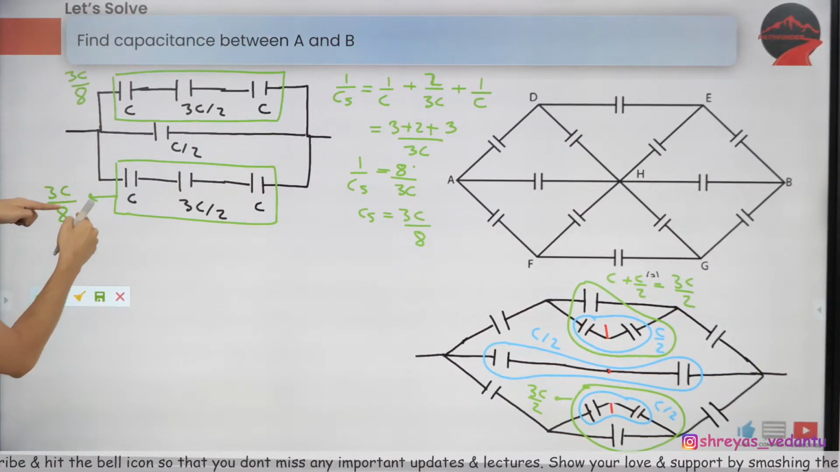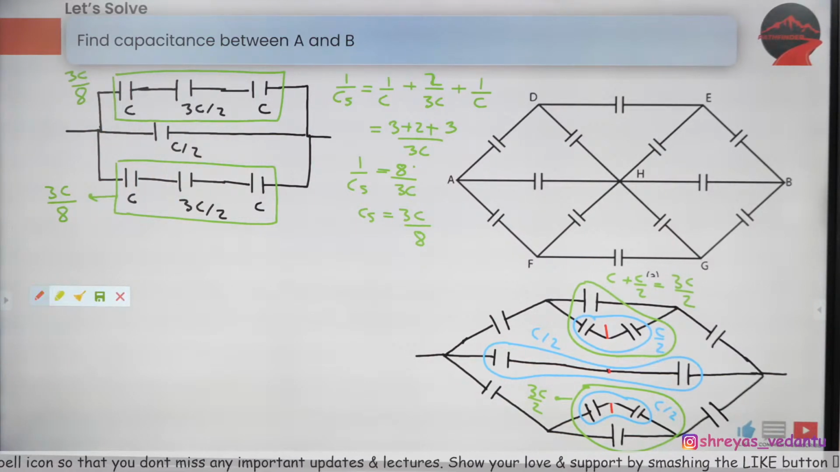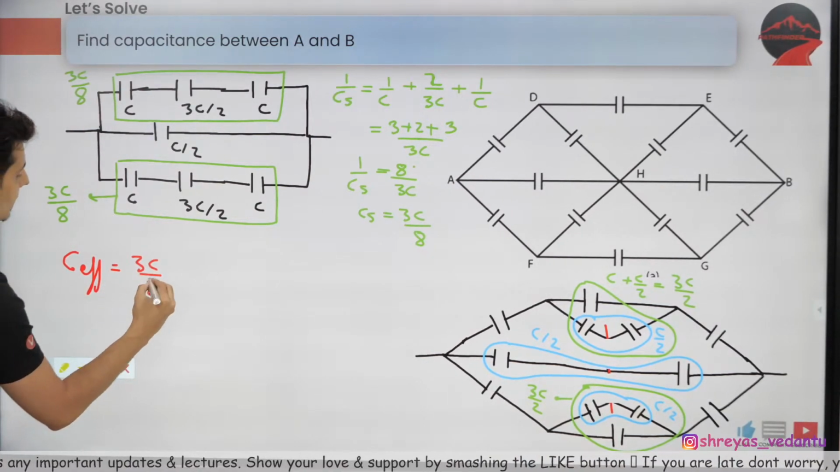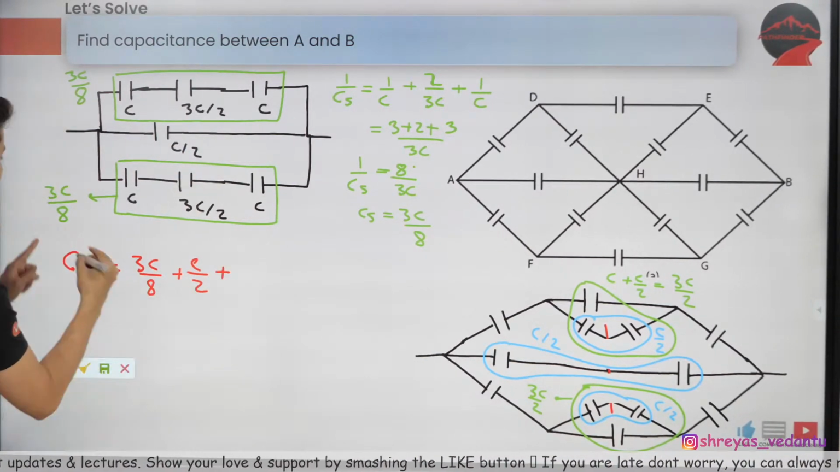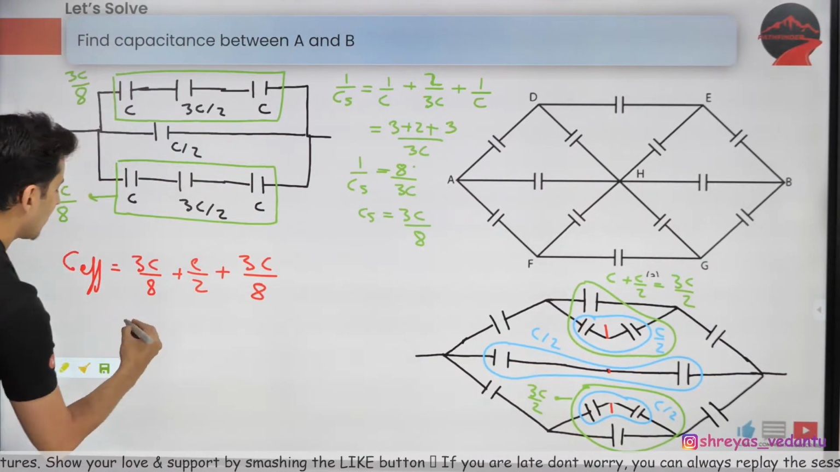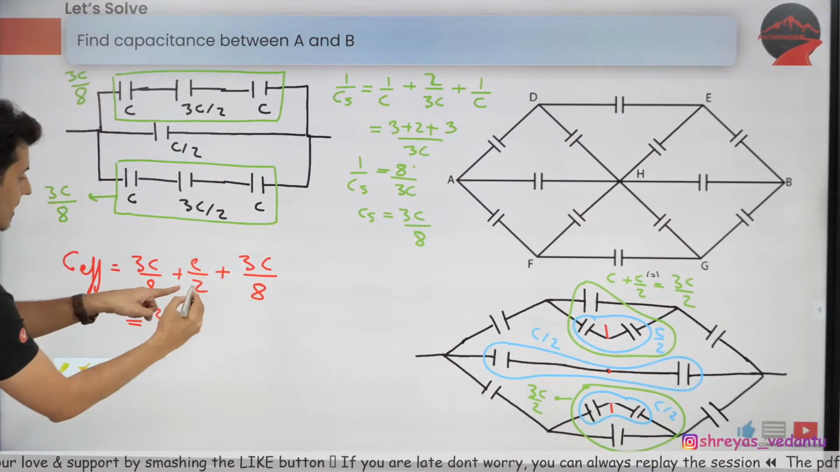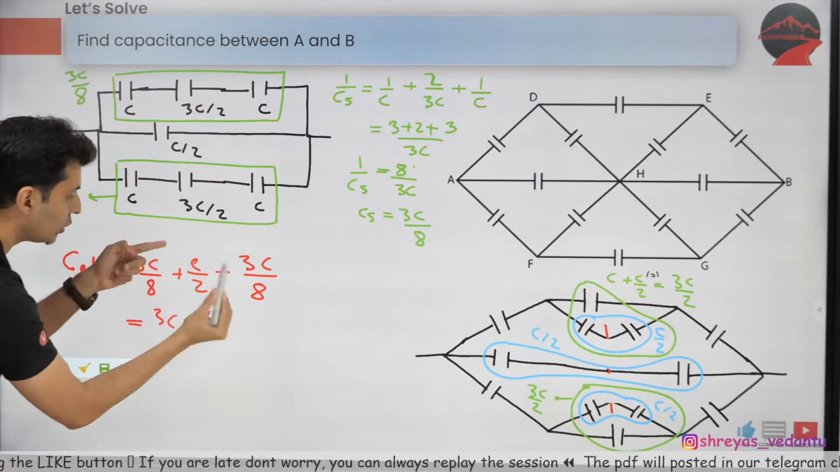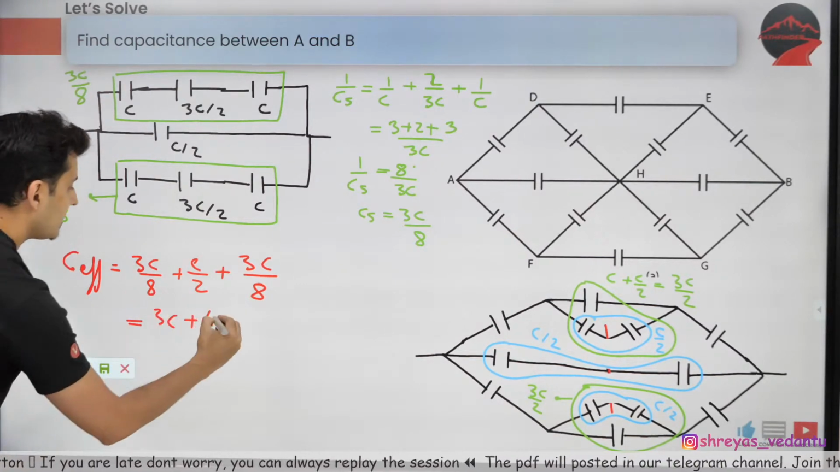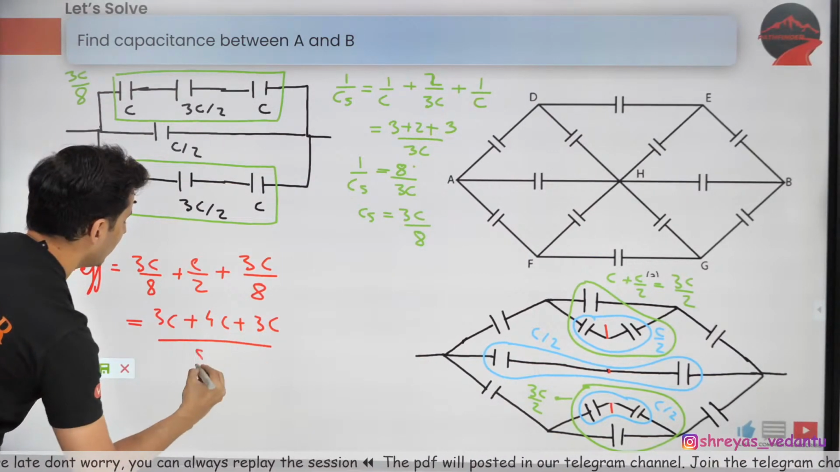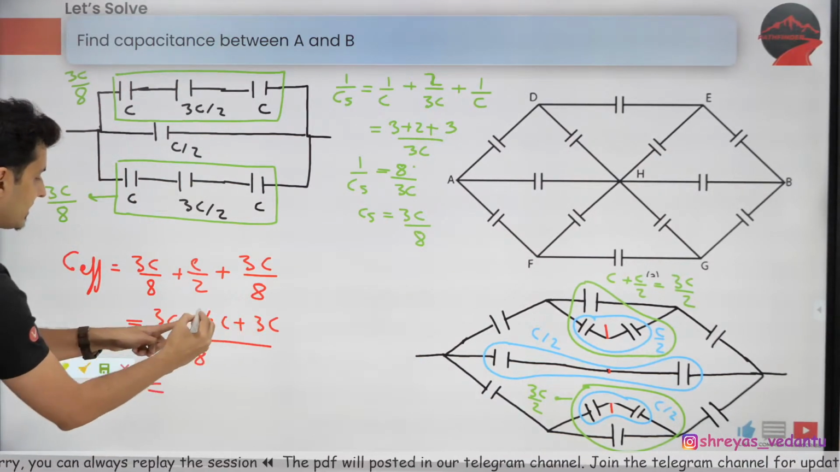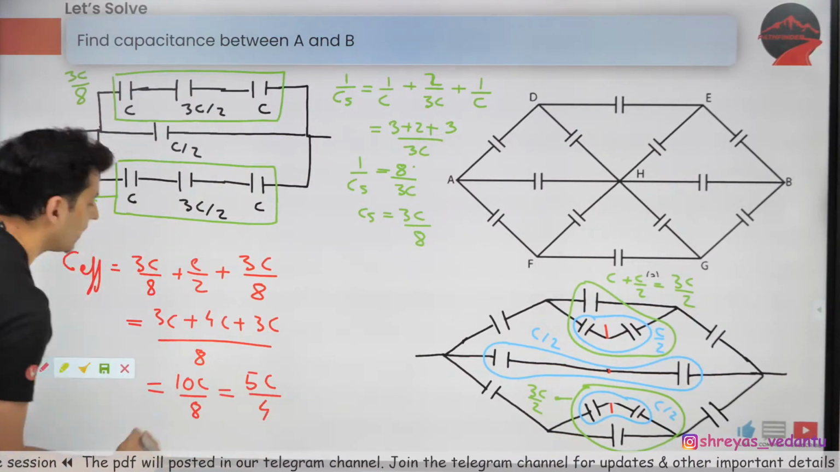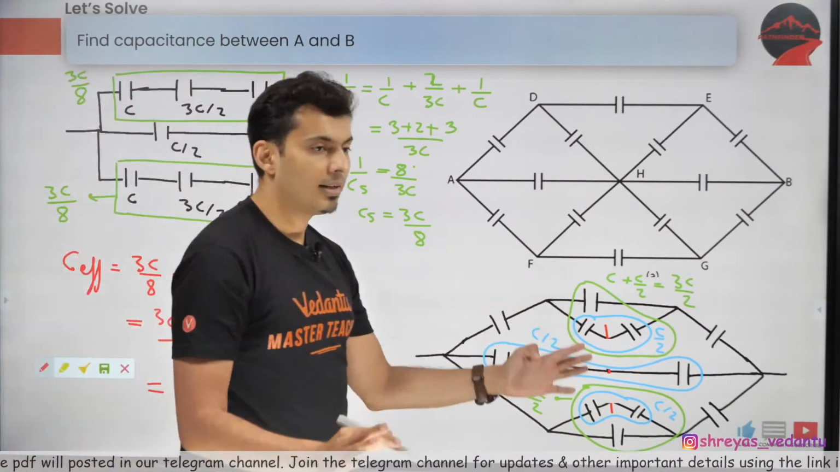Now 3C by 8, 3C by 8 and C by 2, they are all in parallel. So C effective will be 3C by 8 plus C by 2 plus 3C by 8. Interesting. So this will be 3C plus, LCM will be 8, so you need to multiply 2 with 4 to get 8. So 4C plus 3C, the whole thing divided by 8. This is going to be 3 plus 3 is 6, 6 plus 4 is 10. So 10C by 8, which is 5C by 4. That's our final answer. Done.